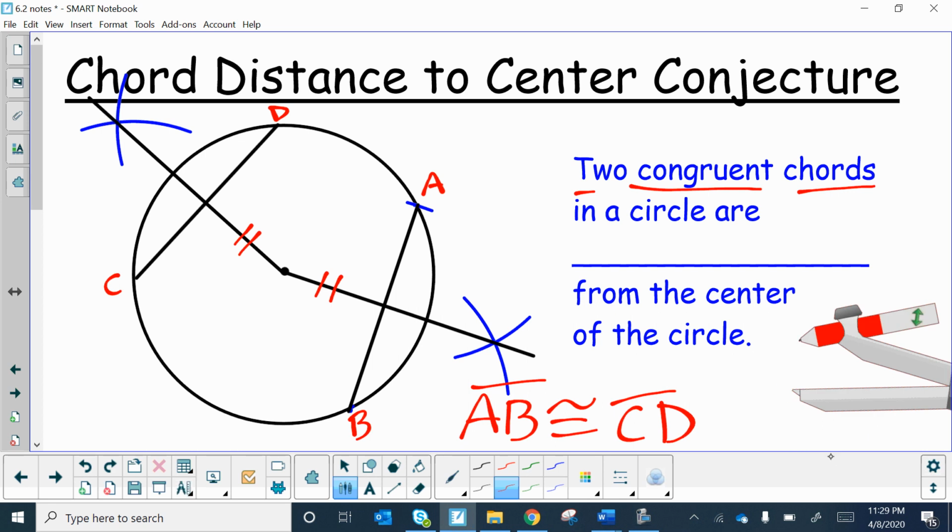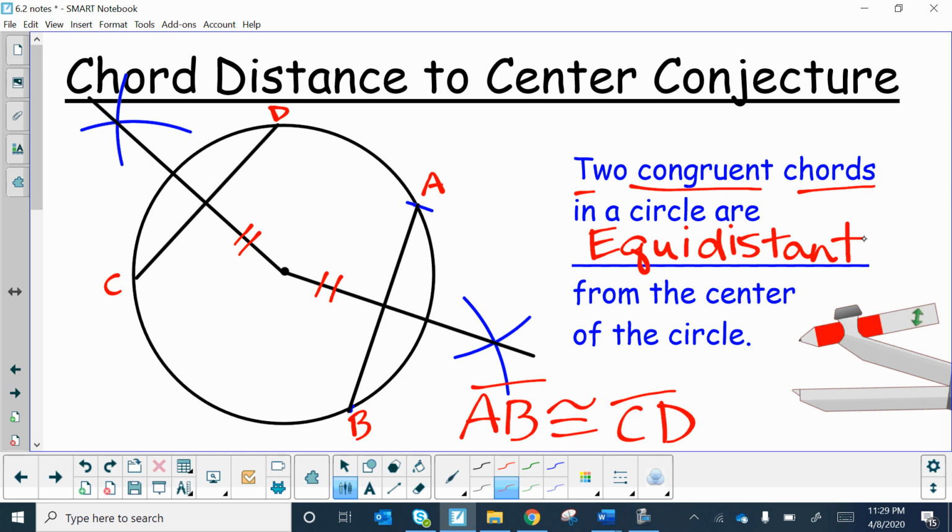Okay, so they are equidistant, however you want to say it, which means the same distances. So if you want to write that too, you can write that. But these are equidistant from the center of the circle.